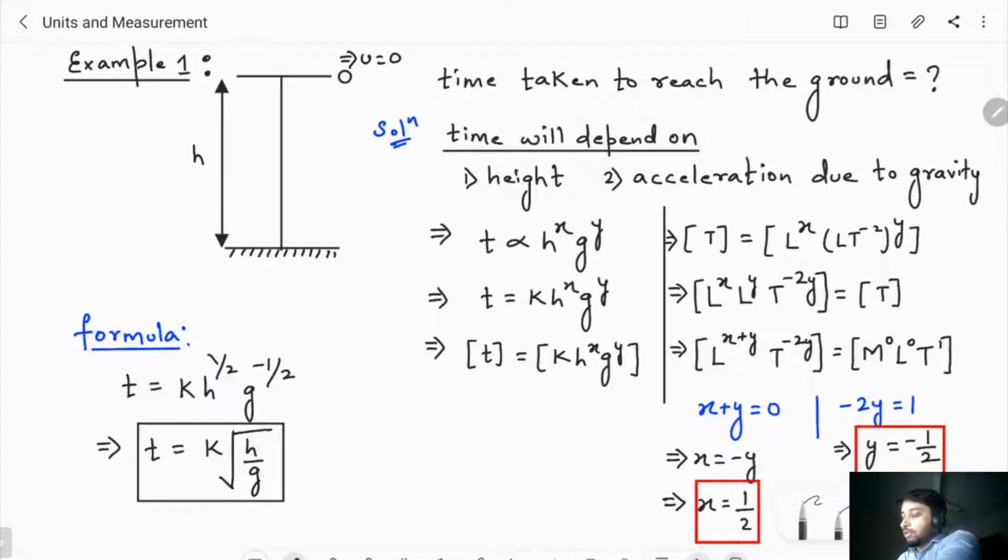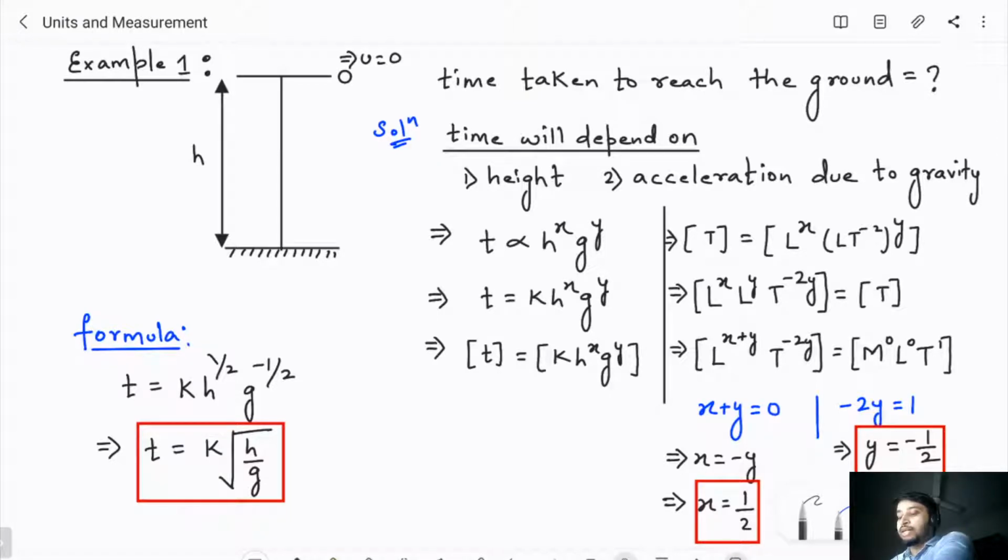Okay, so here the k value, that is a mathematical constant that we cannot derive with the help of dimensional analysis. So that is one of the limitations of deriving a formula with a dimensional analysis.